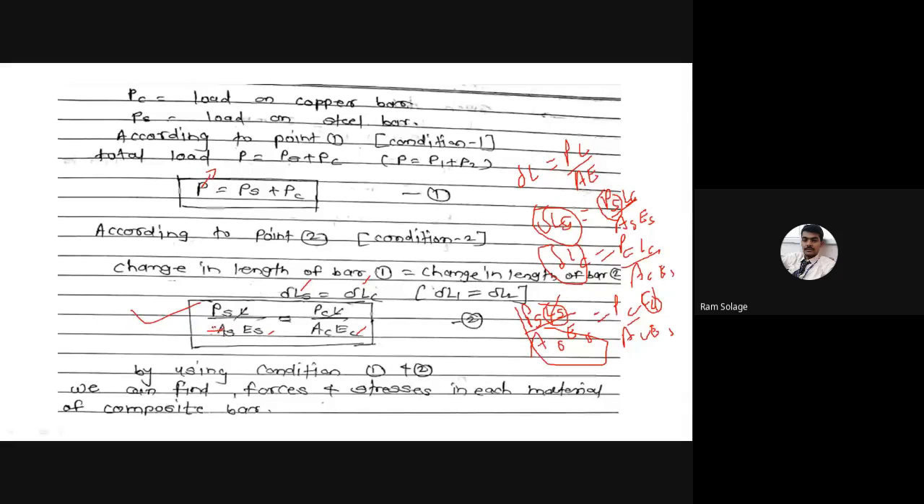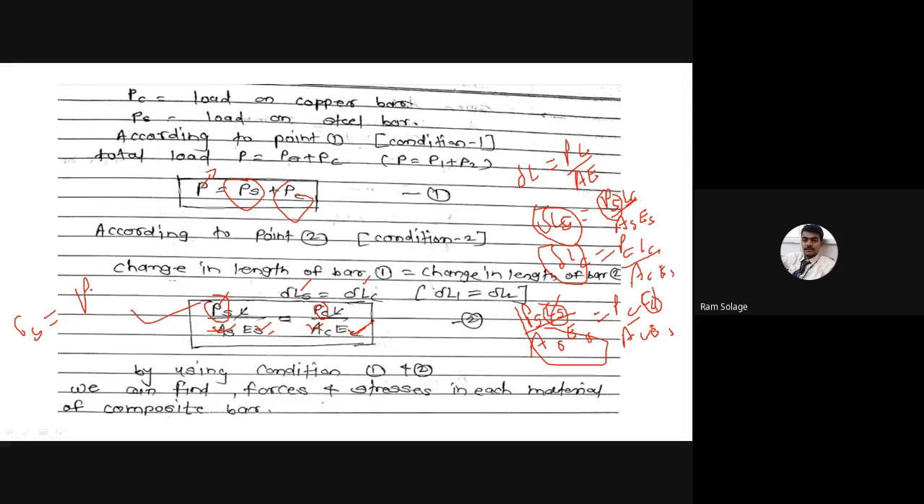The area is calculated, ES is known, this area and this area are calculated. The only unknowns remaining are PS and PC. Now what to do next? We have two equations and we have two unknowns, correct? Two unknowns means PS and PC. So by solving equation 1 and 2, we can find the values of PS and PC, correct? After getting the values of PS and PC, calculate sigma S.